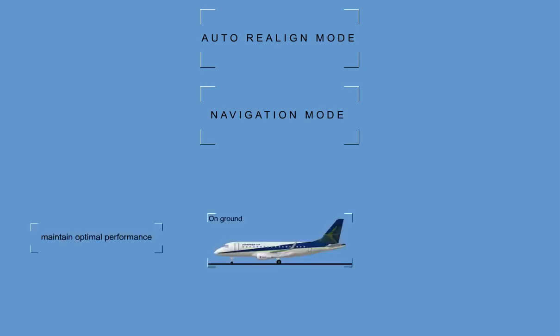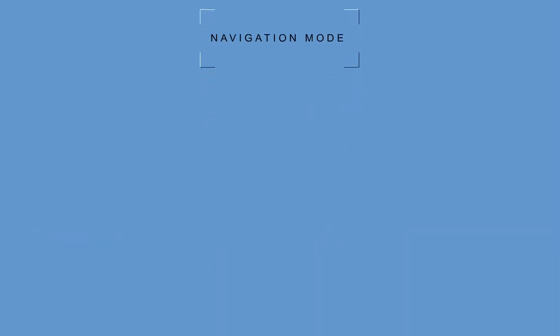Auto realign mode. The auto realign mode is performed in conjunction with the navigation mode when the airplane is stationary to maintain optimal performance and automatically realigns the micro IRU between flights. Navigation mode. When the IRS enters into the navigation mode, it will remain in this mode until the system is turned off.